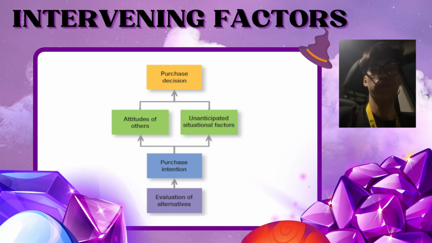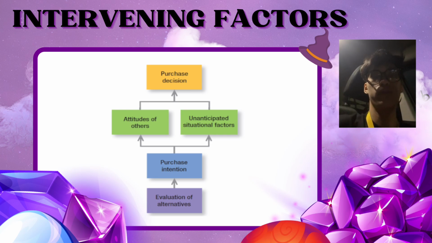Purchase decision. Influenced by two main factors. Attitudes of others. This suggests the impact social influence may have on a person's purchase decision. Unanticipated situational factors. These are unforeseen events or circumstances that can affect the decision to purchase. Purchase intention comes before the purchase decision and is affected by the aforementioned factors. Evaluation of alternatives. The process of comparing different products or choices before finalizing the purchase intention. The chart suggests that the decision-making process is influenced by both social factors and unexpected situational changes.